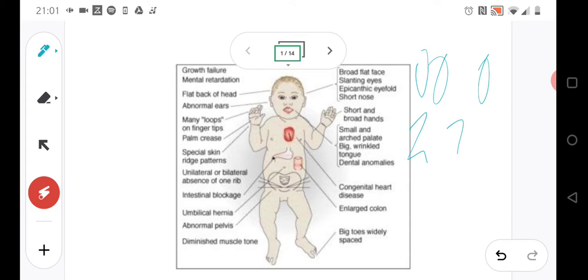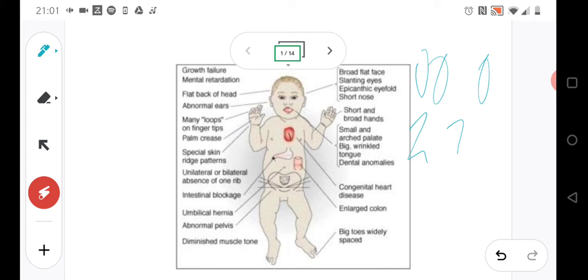Broad, flat face, slanting eyes, epicanthic fold, short nose. So this is just all of these characteristic features of the Down syndrome face that I suppose you are already familiar with. Short and broad hands. Short and broad hands. We also need to remember about this palm crease.